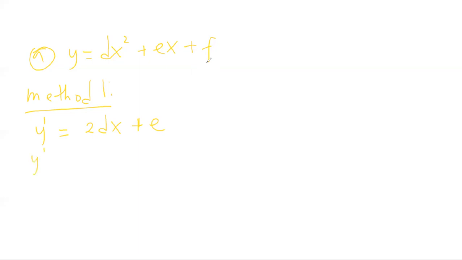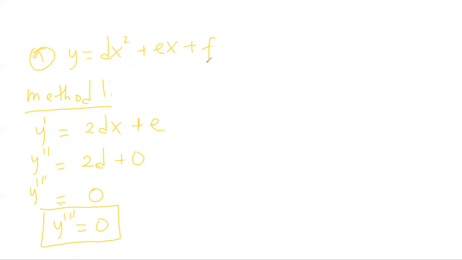So my y double prime will be equal to, if I differentiate here, 2d, and then the derivative of a constant is 0. So this is d. If I take the derivative of a constant, it's also 0. So I know that y triple prime is equal to 0, which is a solution to the problem given to us.